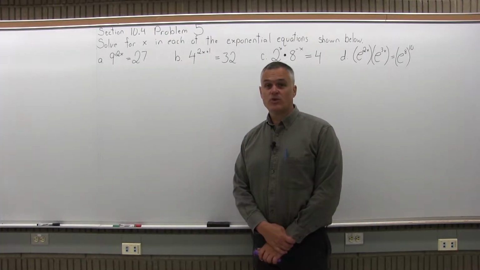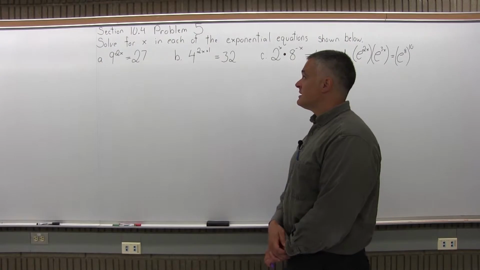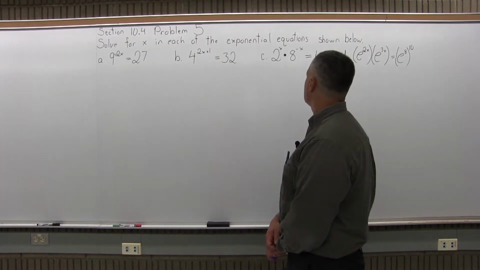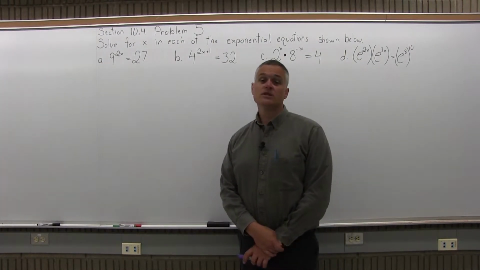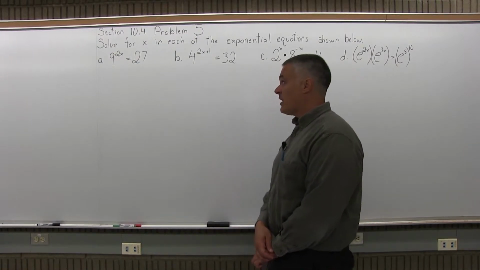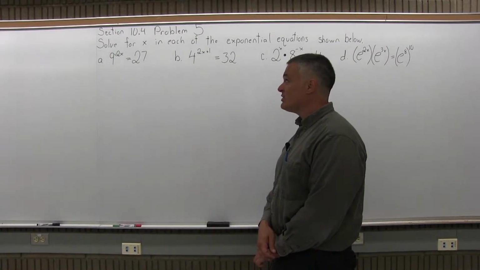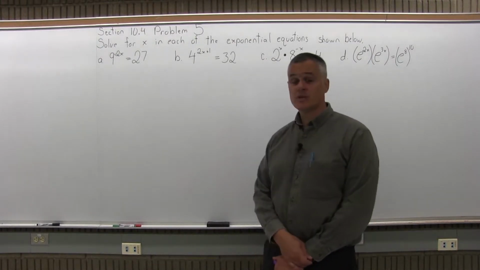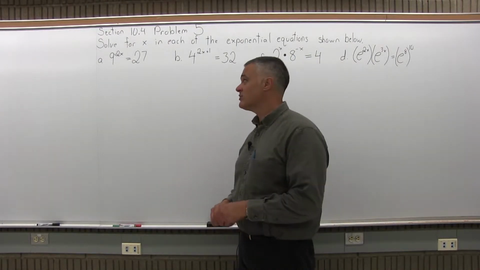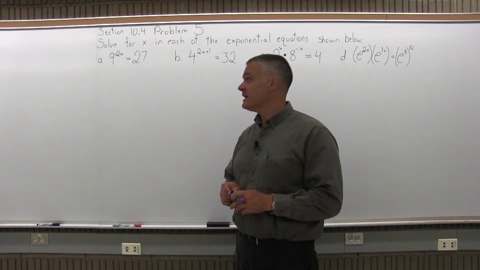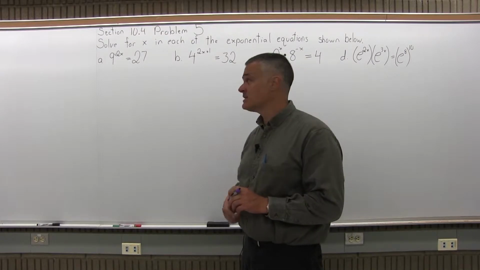This is Section 10.4, Problem 5. It says solve for x in each of the exponential equations shown below, and there's 4 equations. Part A, the equation is 9 to the 2x power equals 27. There's some value of x that will make that true. So to solve an exponential equation is a 3-step process.